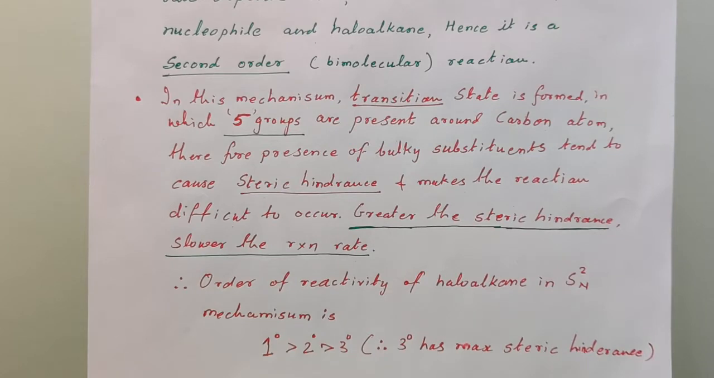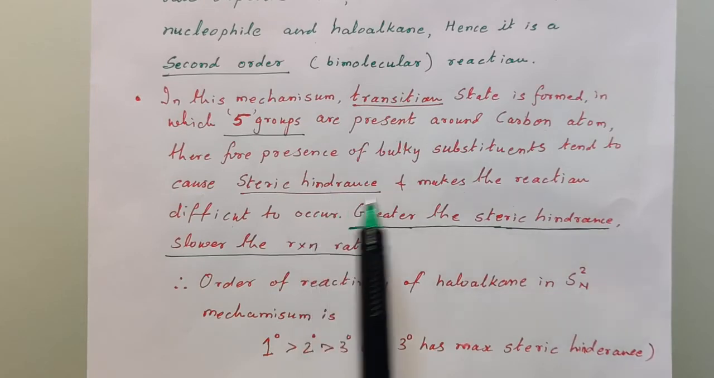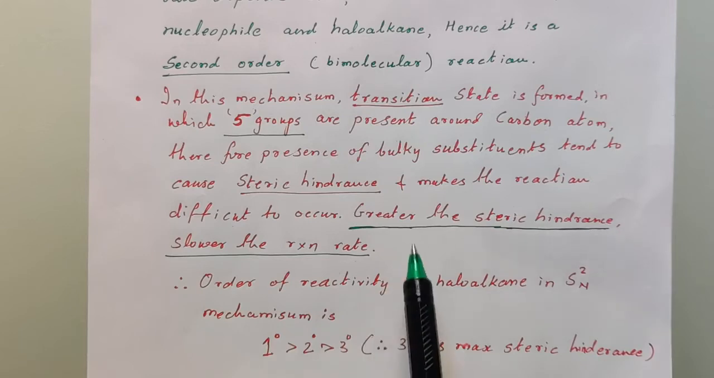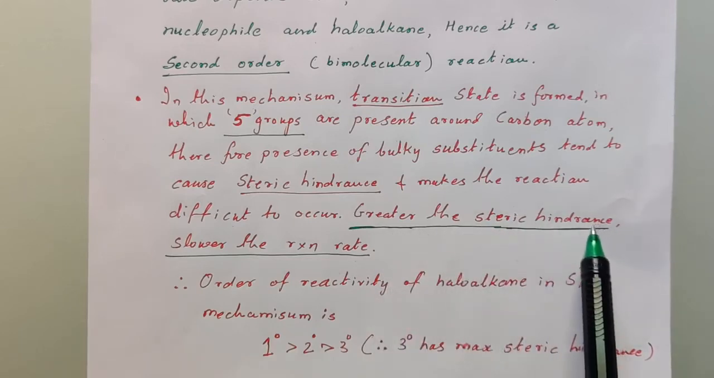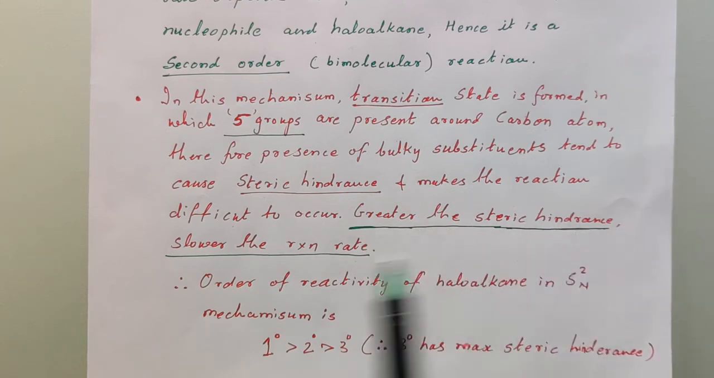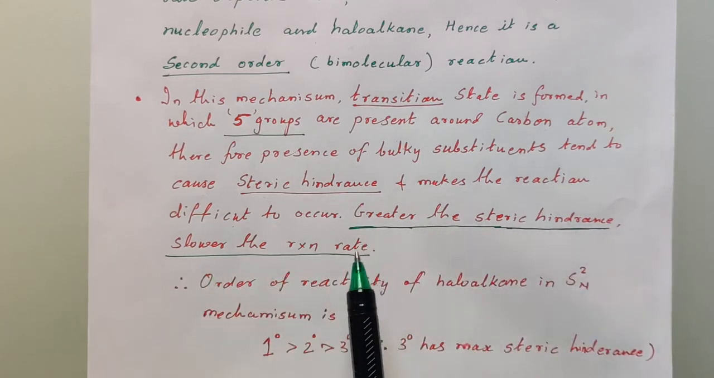In this mechanism, the transition state is formed in which 5 groups are present around the carbon atom, and therefore the presence of bulky substituents tends to cause steric hindrance and makes the reaction difficult to occur. Now here, greater the steric hindrance, slower the reaction rate. Students, this is an important line.